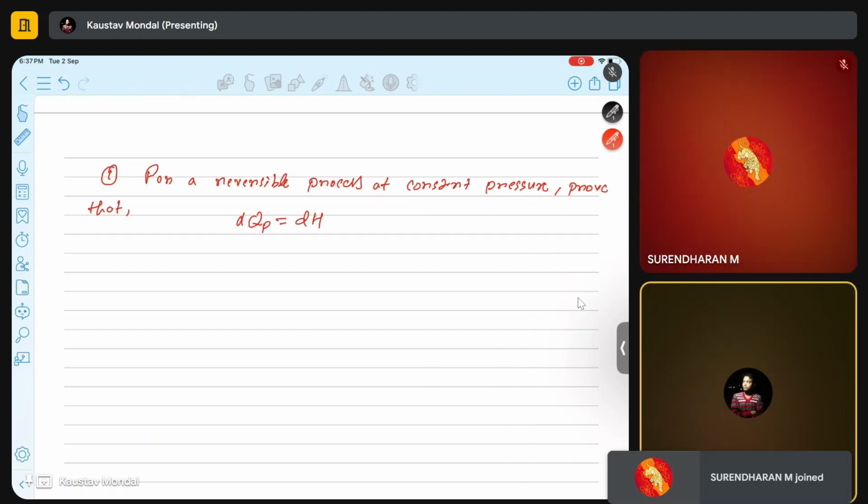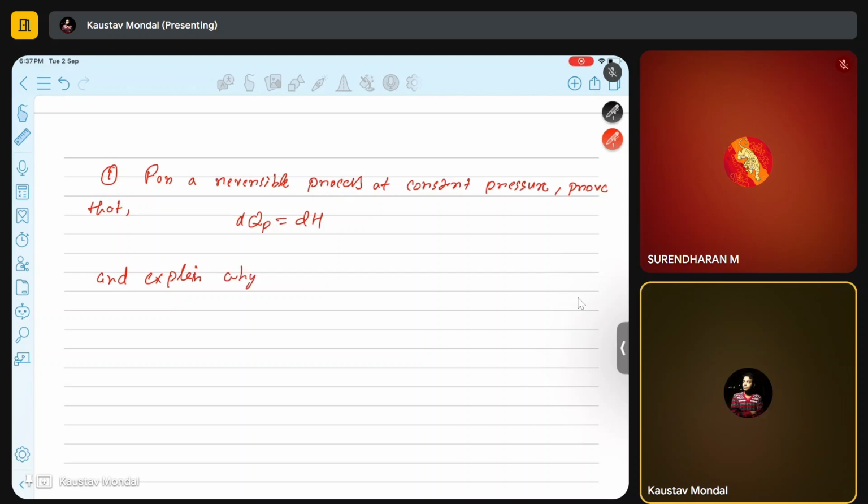Next, in the problem it has been asked to find out and explain why enthalpy is a measure of heat content under constant pressure condition.